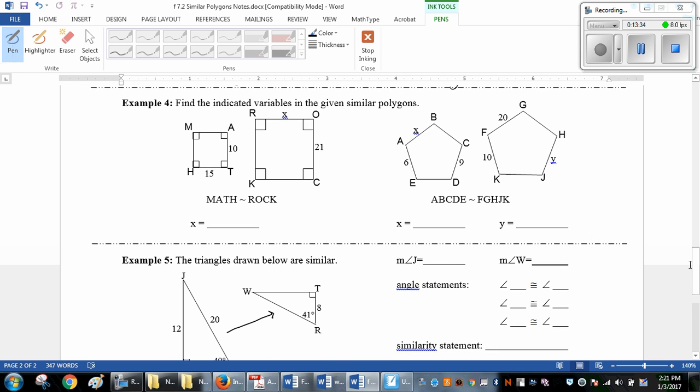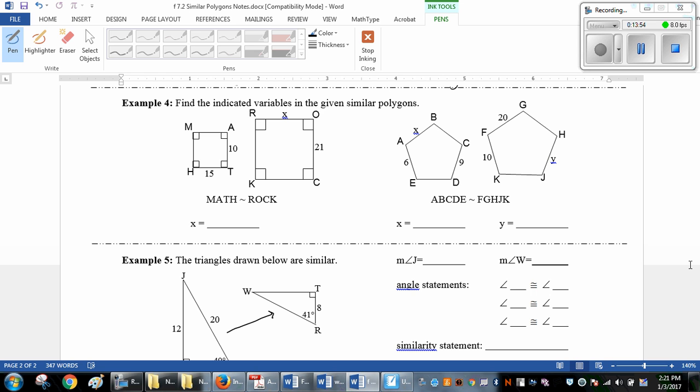All right, so example 4, find the indicated variables in the given similar polygons. Okay, so now we're going to use our similarity statements. We're going to match up the corresponding parts. We're going to write a proportion. Okay, so look here, we have quadrilateral MATH similar to quadrilateral ROCK. Oh, that's hilarious. Math rocks.